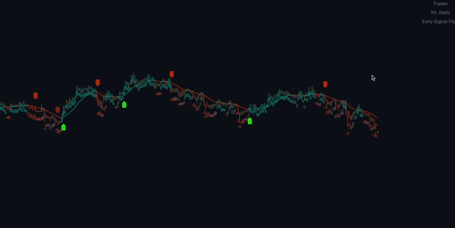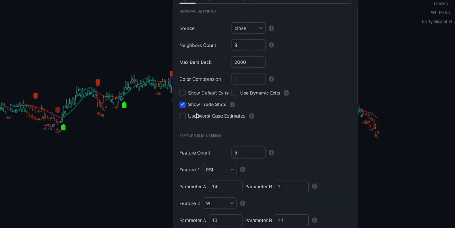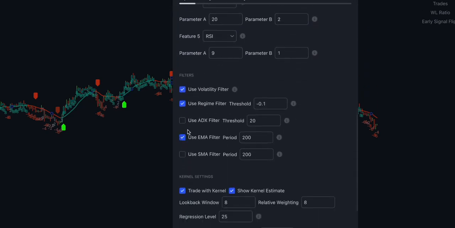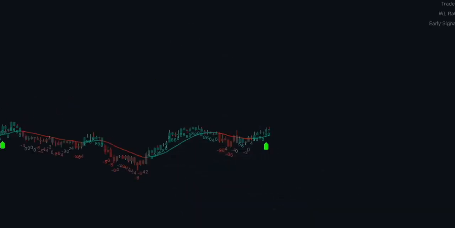A 1-hour time frame is suitable for this trading strategy. First of all, access the indicator's inputs, and enable the EMA and ADX filters. Leave the values as default. These signal filters will cancel low-quality signals. The strategy's rules are simple.